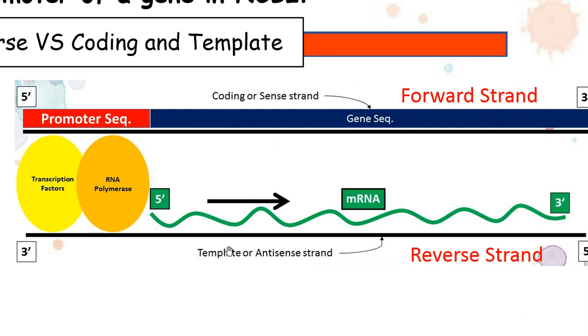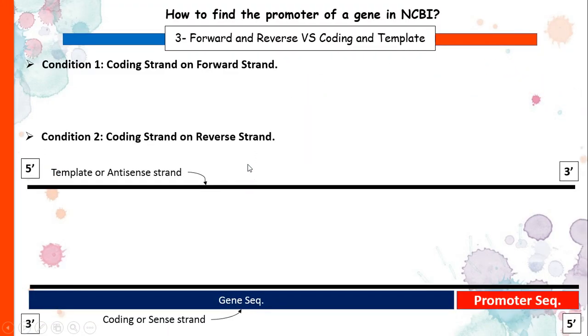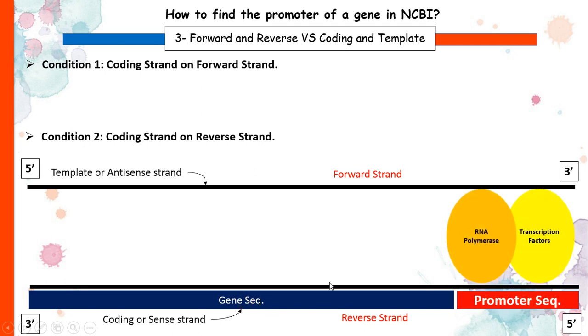But the coding or template strands can be replaced, as we will see here. The coding strand is on the reverse strand. This is our forward strand, and this is our reverse strand. And our gene sequence now is on the reverse strand, and this is our promoter, because our promoter is on the 5' end of our sequence. This is our promoter, this is our gene sequence.